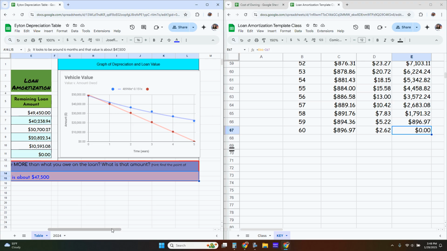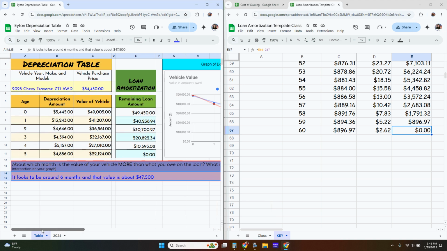So it's really important that you're aware of these values, the depreciation and the loan value, and make sure that you're not upside down on your vehicle too long. This is also where larger down payments are really important so that you start from a positive place. Once you've answered that question, make sure that you hit enter or click off into another cell to make sure that purple section saves your typed response, and then go ahead and submit the assignment.